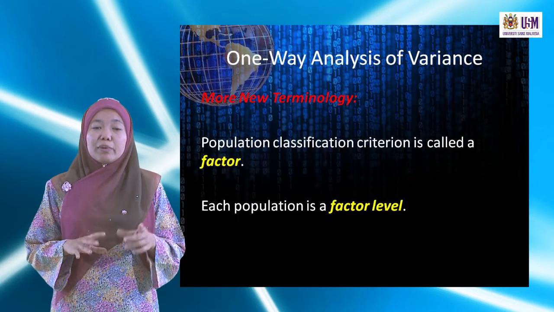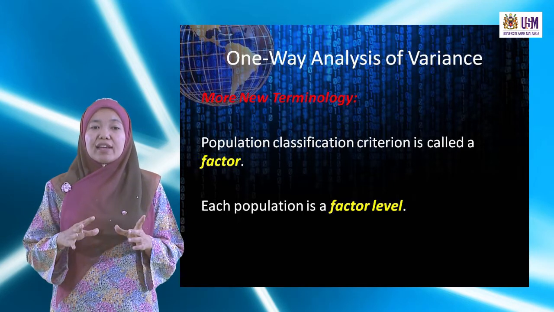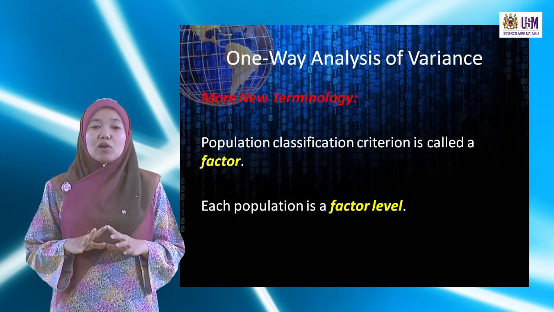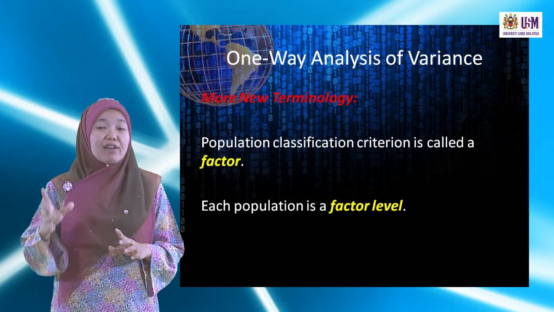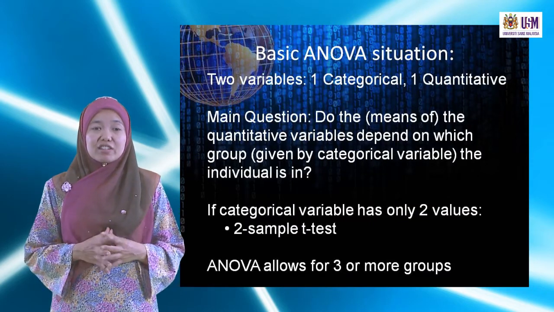Another terminology that we'll be using is what we call a factor. What is a factor? A factor is simply a population classification criterion, while each population is known as a factor level. Now we are going to look at basic ANOVA situations.